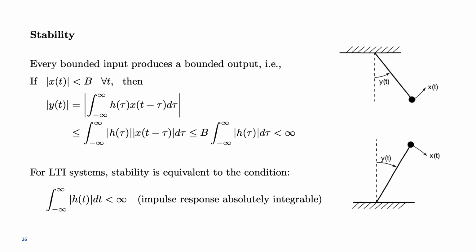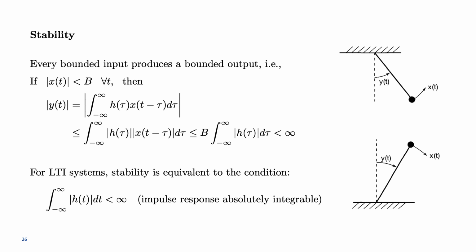And we want all of this to be bounded, so we want this to be less than infinity. We want this to be finite. So we can deduce that for LTI systems, stability is equivalent to having the integral of h of t in magnitude dt finite. That means that the impulse response h of t has to be absolutely integrable. So for a system that is stable, the impulse response h of t has to be absolutely integrable. This is a way for us to assess whether a system is stable or not.